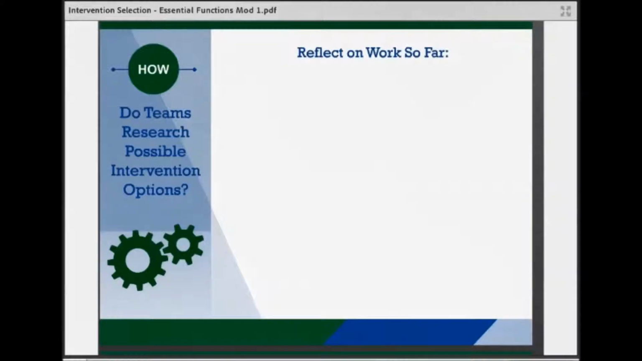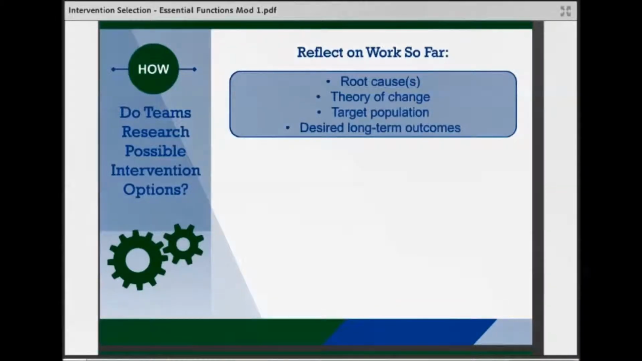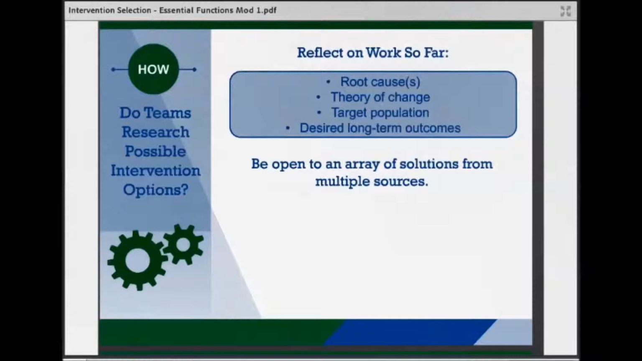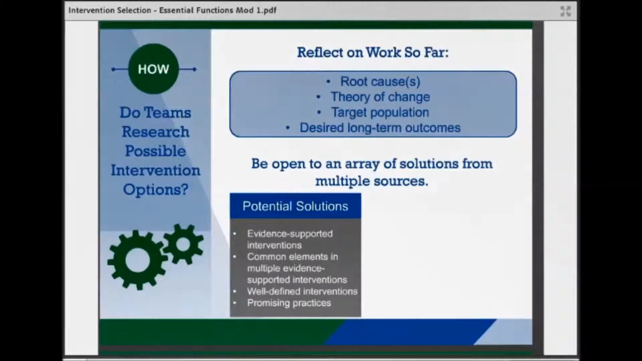To select the best possible intervention, teams should reflect on the work so far in the change and implementation process, including the identified root cause or causes of the problem or unmet need, the theory of change they have developed, including the strategies and actions that have been identified to reach the long-term objective, and the target population they are hoping to impact. Teams should look for an array of possible solutions from a variety of sources. Potential solutions might come from evidence-supported interventions, common elements of ESIs, well-defined interventions, and promising practices.